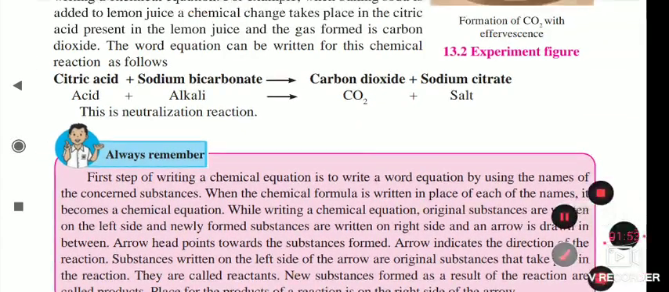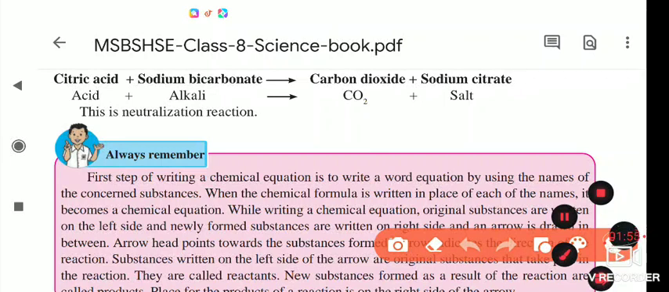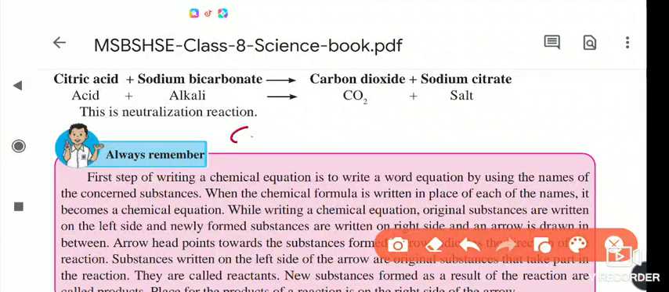Now, when the chemical formula is written in place of each name, afterwards we have to write its chemical formula. For example, suppose the chemical formula for citric acid is C6H8O7. C6H8O7 is the chemical formula for citric acid.